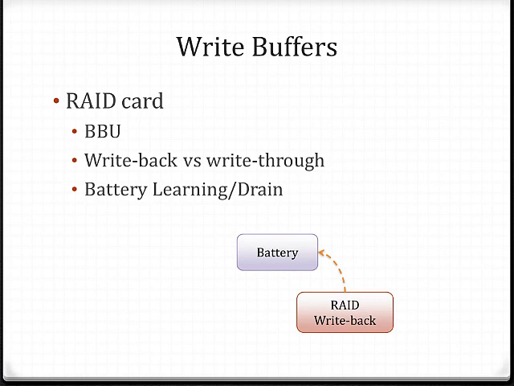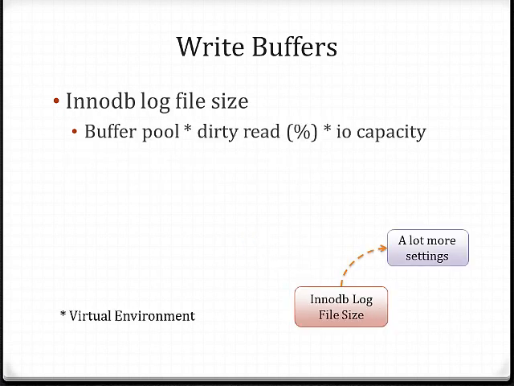The problem with this is, if it's write through, then it has to write all the way to the hard disk, and it's usually slower. The problem with these batteries is that they try to learn how much battery they have left, so they drain themselves completely. During this time, you have write through, and it's slower, and you don't know why. Again, I spoke about InnoDB log file size as a write buffer. You hold stuff that hasn't been applied yet to the data tables in a log file, and the larger it is, the more data it can hold.